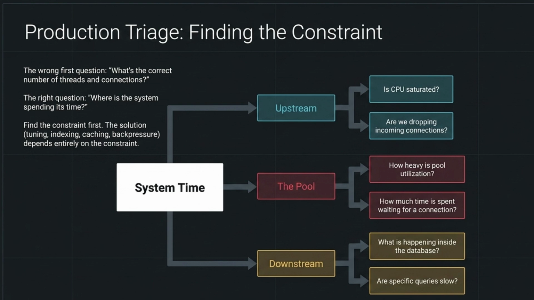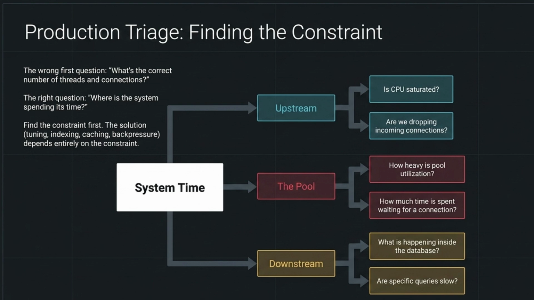And you absolutely have to look at the database itself. Is the CPU saturated? Are there heavy disk reads? Because if the root cause is that a single SQL query takes 3 seconds to execute because it's doing a full table scan, giving it a bigger connection pool won't fix anything. No, it just lets you run more slow queries at the exact same time. Right. The solution depends entirely on finding the constraint first.